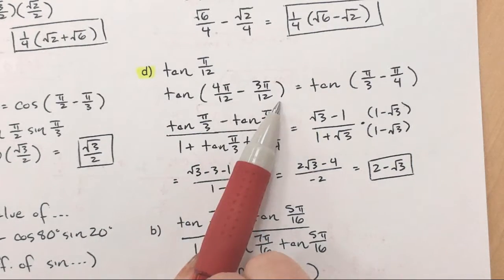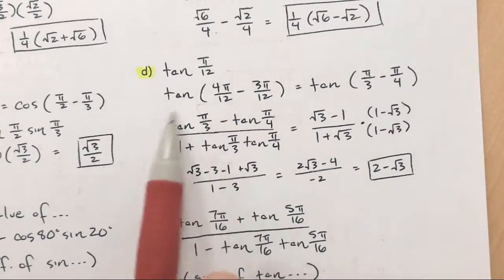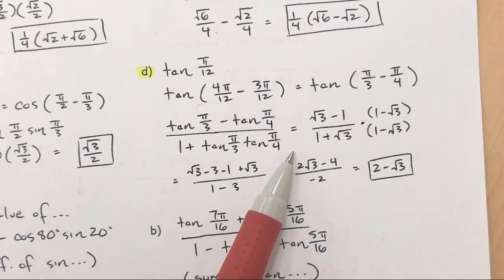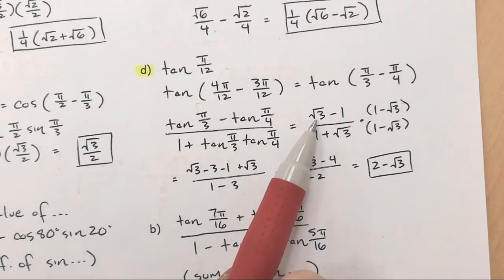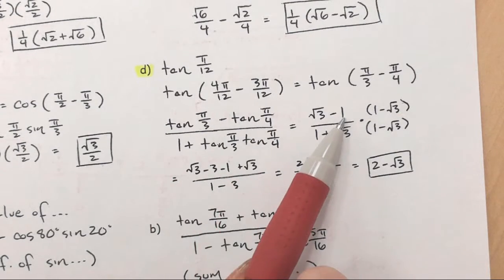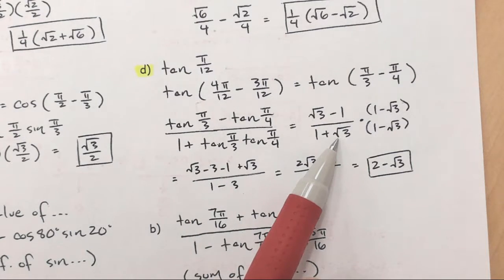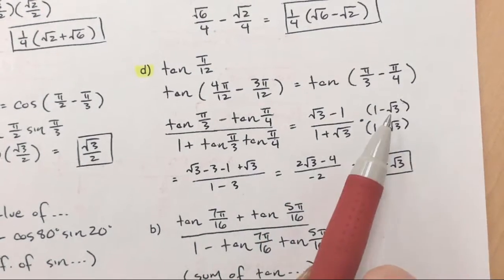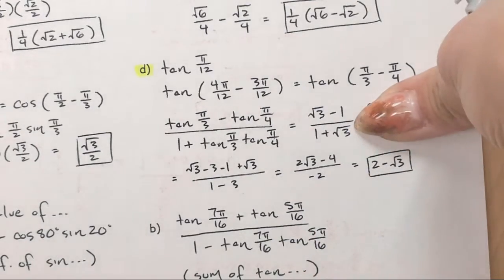You can use these two, and then you're just using your formula that's above. Then you can see tangent of pi over 3, use your unit circle, tangent of pi over 4, use your unit circle, and then you have this one and this one. And then this is extra, right? So this is your answer right here.